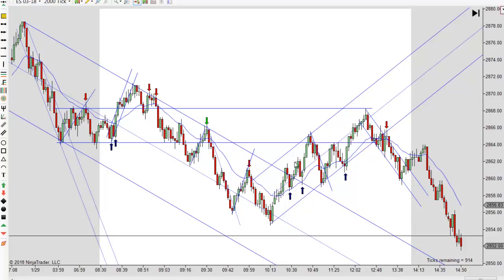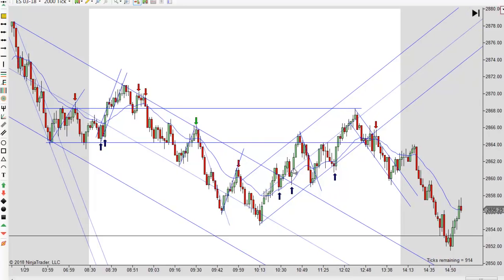But when you get the breakout pullback, notice how it breaks out of this trend line, pulls back and tests it and goes higher again. That's a pretty good sign that we're going higher. And that turns out to be a good entry. It's not good for anything but a scalp.